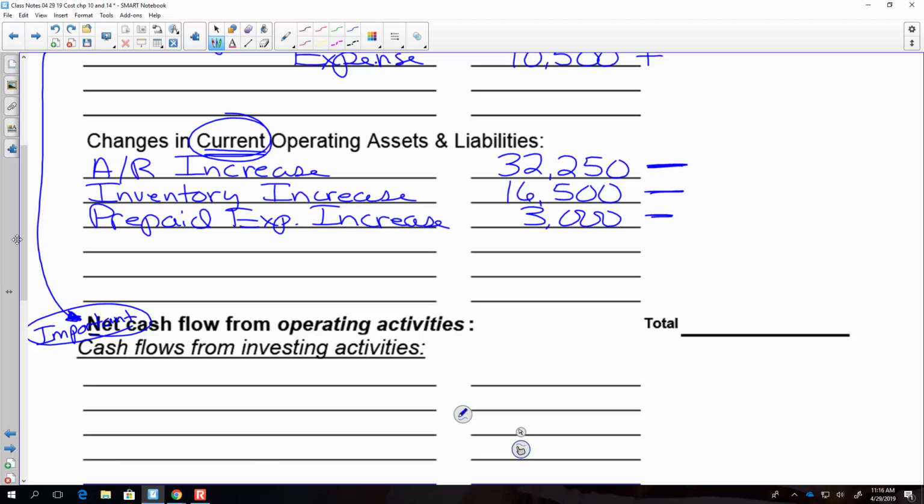Okay. Accumulated depreciation is not a current asset or liability. Go down to accounts payable. What did that do? Increased. So is that good for cash or bad for cash? If my accounts payable goes up, that's good for cash, right? I'm borrowing from my vendors, basically. So I'm going to be adding that. The difference is 10,125. Yes.